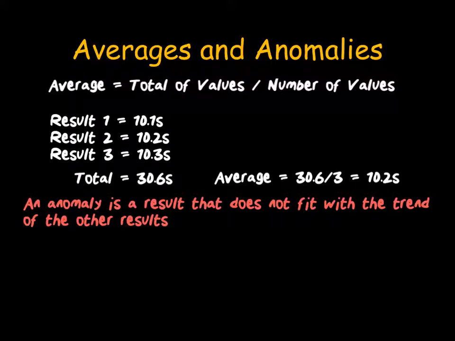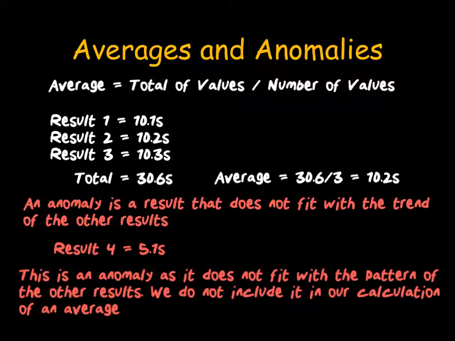For example, if in the aforementioned experiment we got values of 10.1, 10.2 and 10.3 seconds, and then a fourth result of 5.1 seconds, this would be an anomalous result, as it does not fit with the trend of the other results. When calculating our average, we would then ignore this anomaly and simply discount it when we are calculating our total of values and in our number of values. So for this experiment, if we had a fourth result, which was 5.1 seconds, we would ignore this and our average would once again come out at 10.2 seconds.